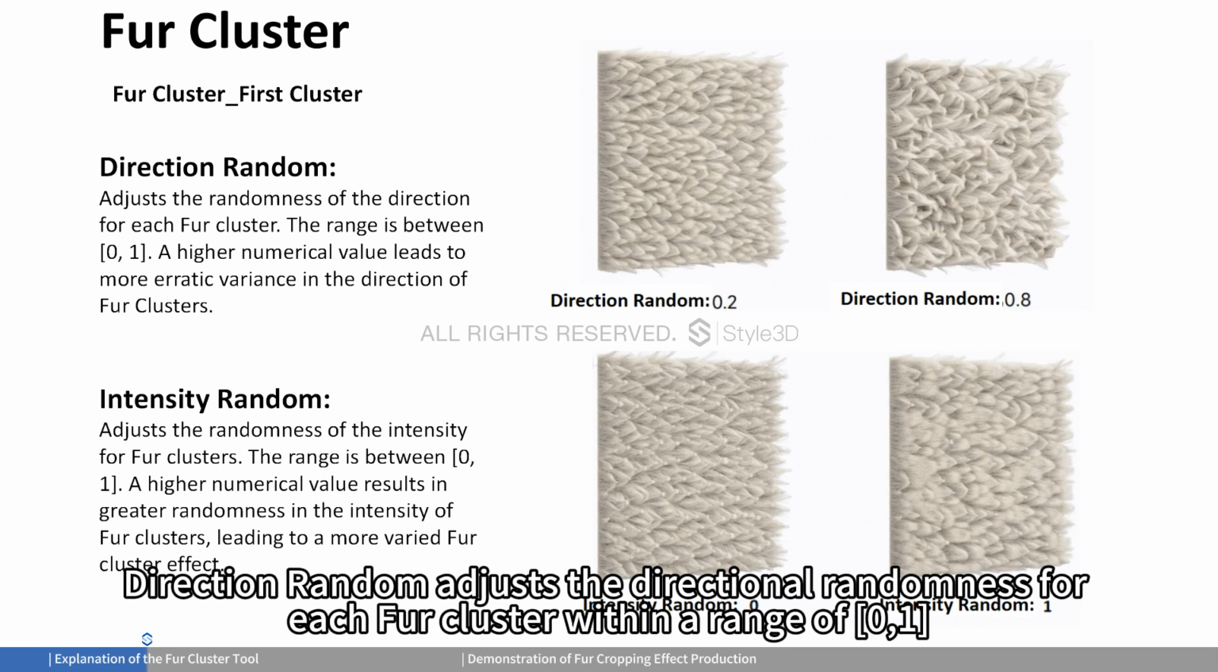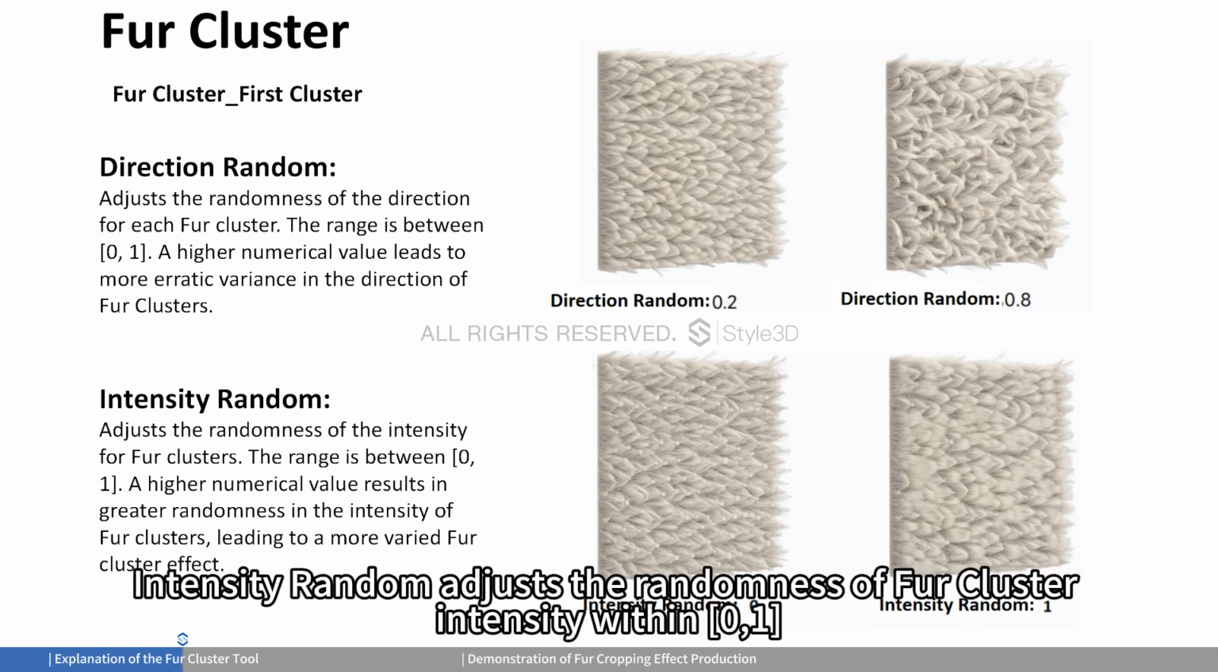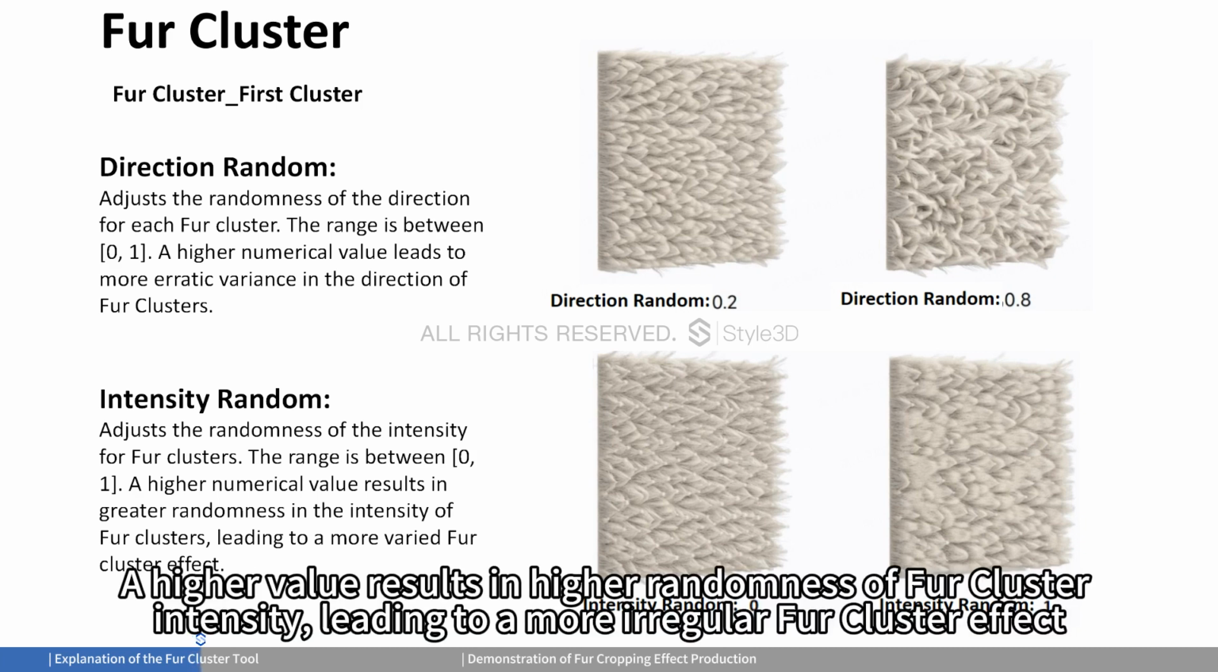Direction random adjusts the directional randomness for each fur cluster within a range of 0 to 1. A higher value introduces more chaotic and irregular directions for fur clusters. Intensity random adjusts the randomness of fur cluster intensity within 0 to 1. A higher value results in higher randomness of fur cluster intensity, leading to a more irregular fur cluster effect.